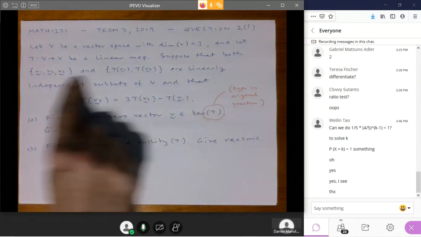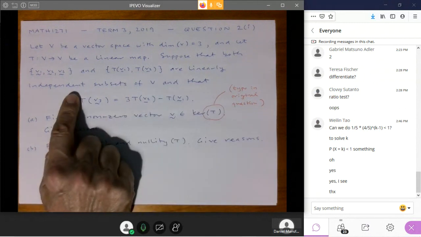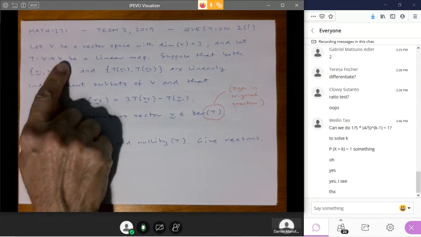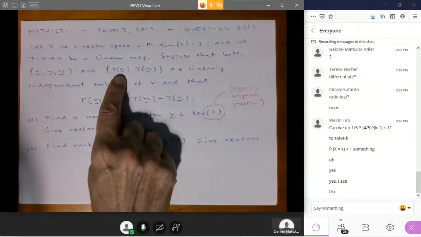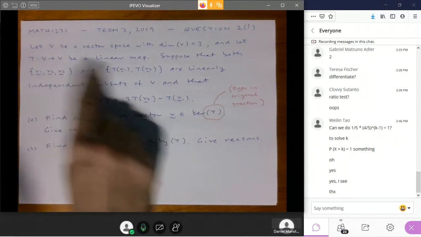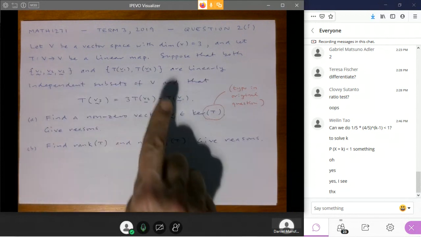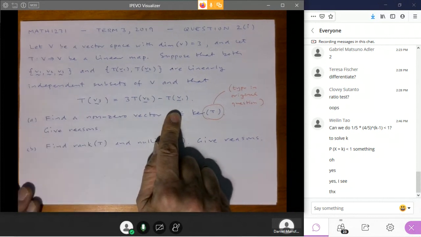Suppose that both this set and that set are linearly independent subsets of V. Notice T is from V to V. So that means when you write down something like T of V, the V values are in capital V, and the T of V values are also in capital V. So therefore, they're both subsets of V, and we're saying they're linearly independent. Suppose you're given this completely irrelevant-looking equation. Well, we'll see if we can do something with it later.